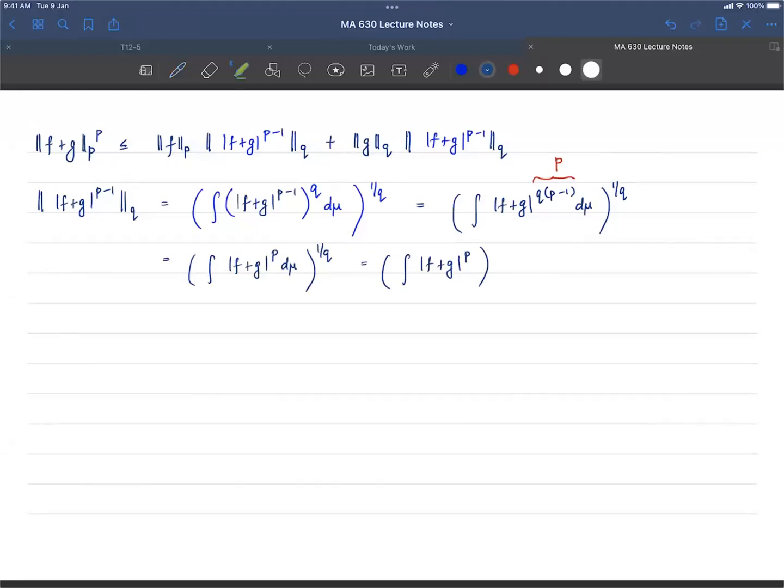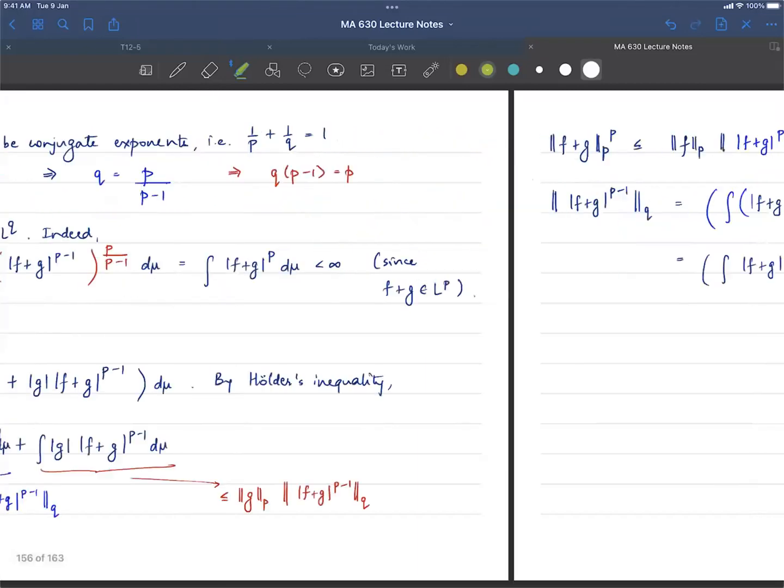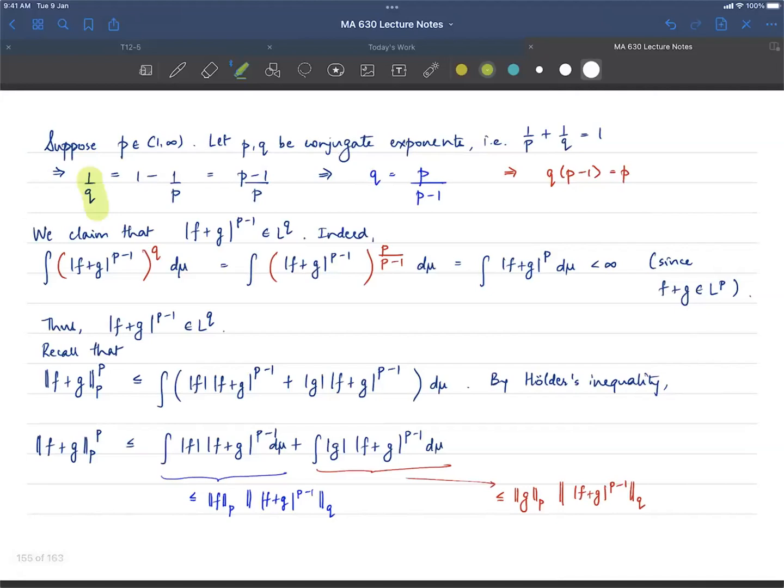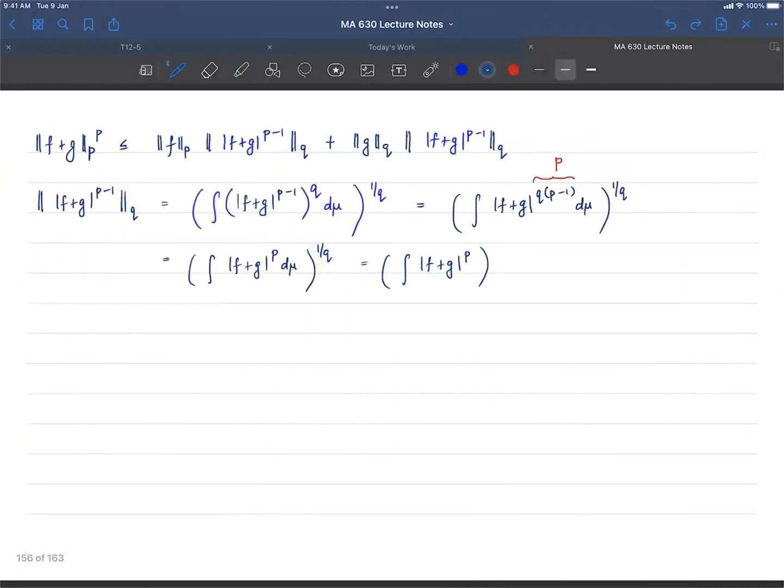And then I'll look at this 1 over Q. I need to find out what that is. So I'll say 1 over Q is P minus 1 over P. So now I'm going to get P minus 1 over P, and then again the integral of the absolute value of F plus G to the P, to the power 1 over P, to the power P minus 1. Everyone agree with that?